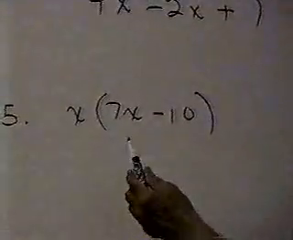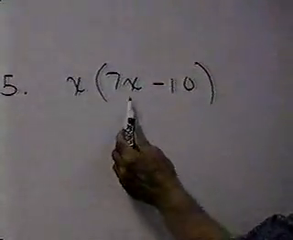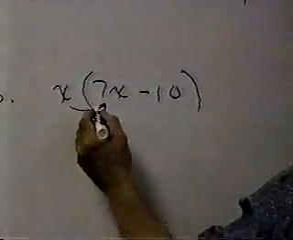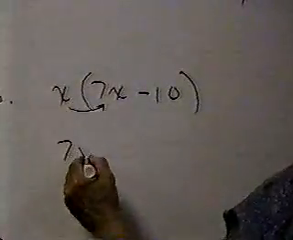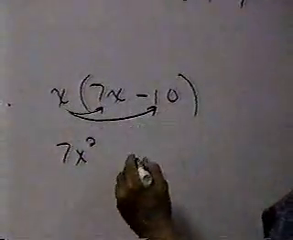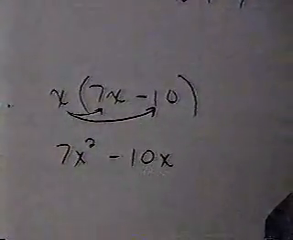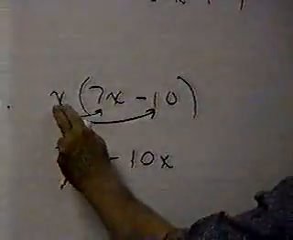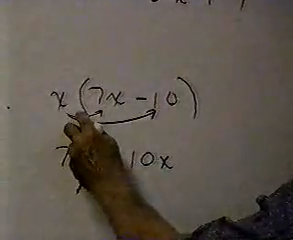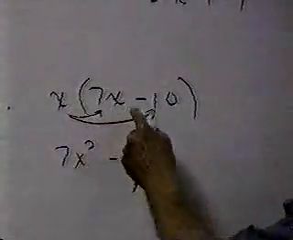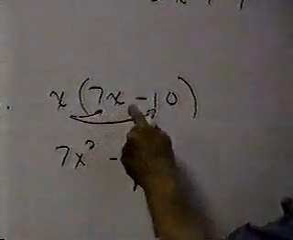And what I have here is multiplication. So I have x times 7x, which is 7x squared. And then I have x times a minus 10, which is a minus 10x. Okay, this is called the distributive property. What you're doing is taking whatever is in front of the parentheses and multiplying it times everything inside.